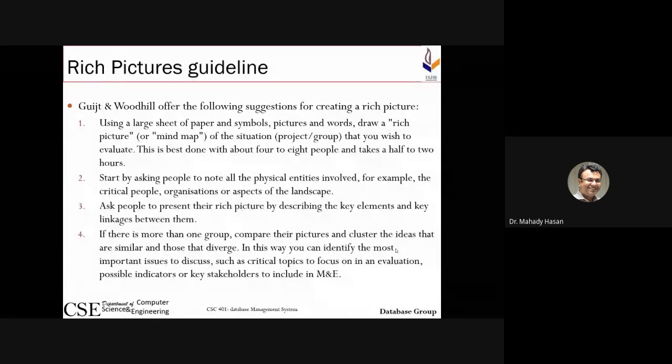So start by asking people to note all physical entities involved. For example, the critical people in the organization, who would be using the system, or who would be interacting with the system. So the first thing you need to identify is who is involved in the system. That is the first question. Ask people to present their rich picture by describing the key elements and the linkages between them.